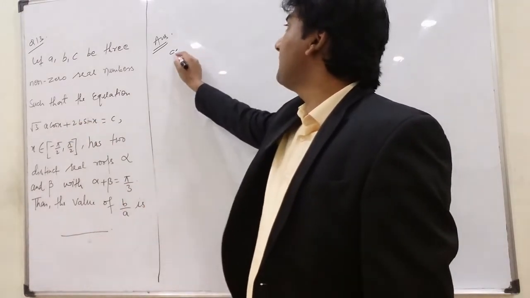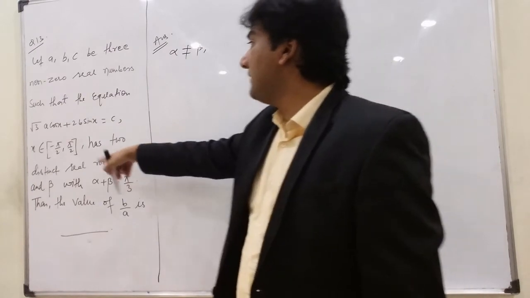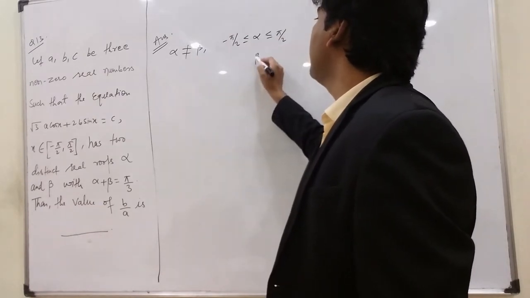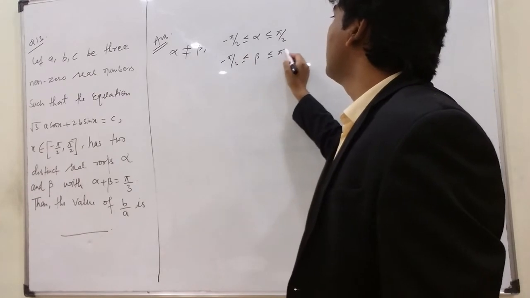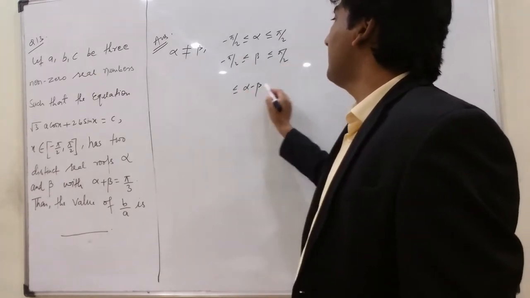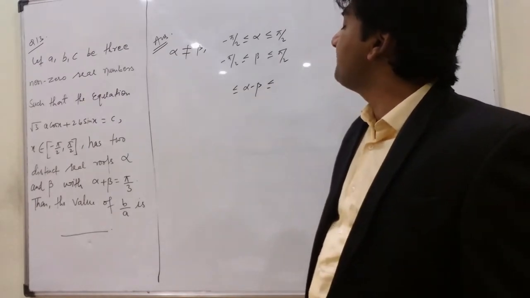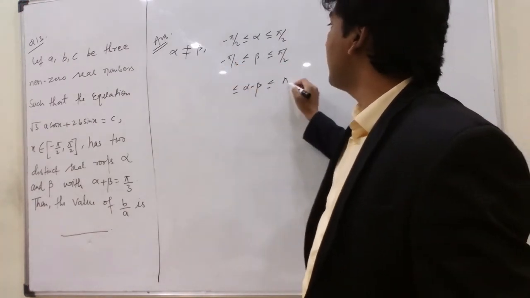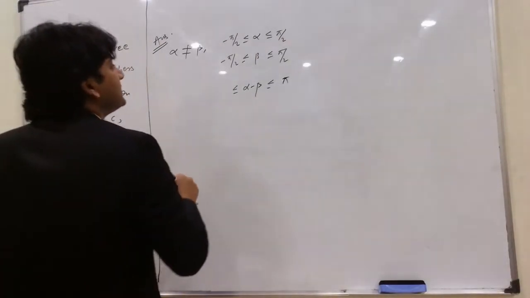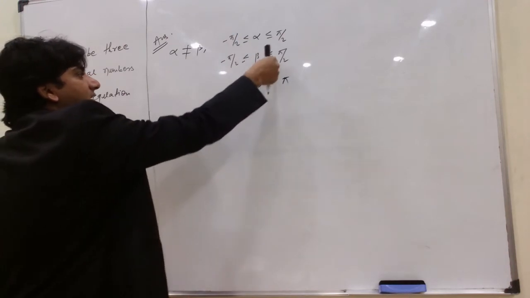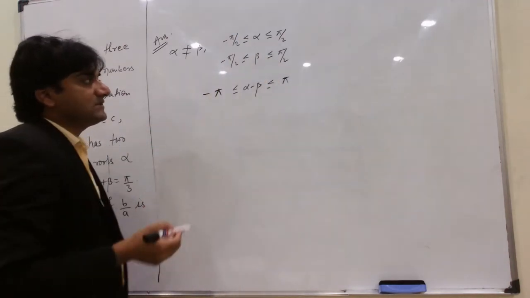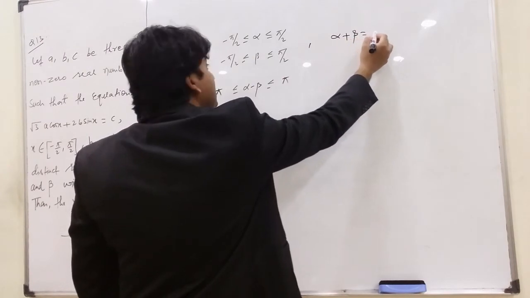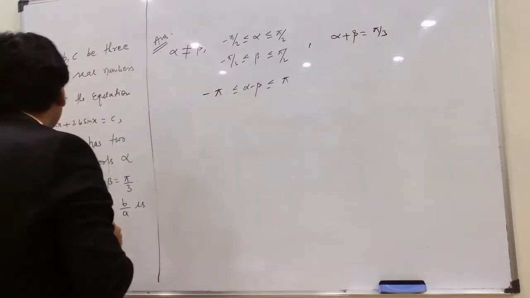Okay, so alpha and beta are the two distinct real roots of this. So first of all, alpha does not equal beta, where alpha lies between minus pi by 2 to pi by 2 and beta also lies between minus pi by 2 to pi by 2. Now alpha minus beta I want to take. Alpha minus beta, maximum value can be pi, and minimum value can be minus pi. So minus pi to pi, it can be possible. Where alpha plus beta is fixed, which is given to us, that is pi by 3. Okay, these are the informations.